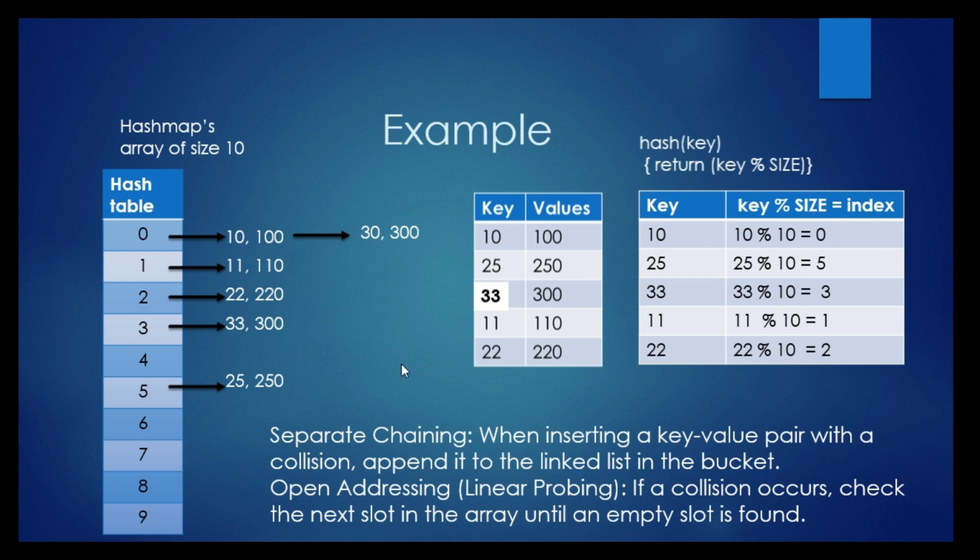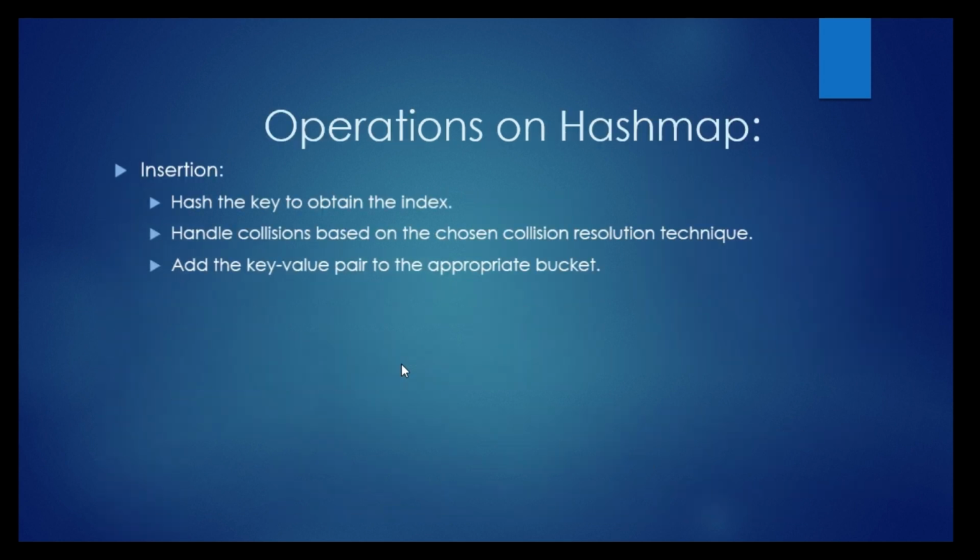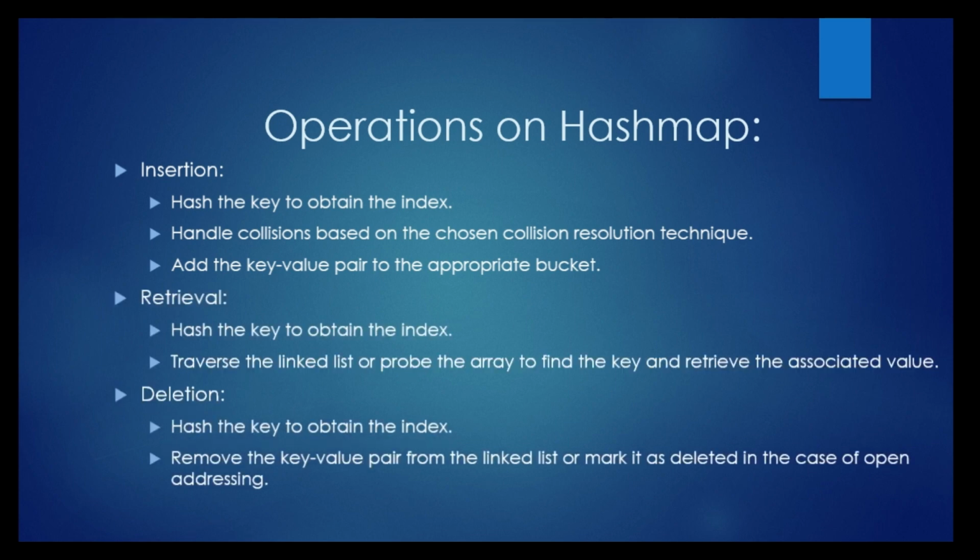So let us check some of the common operations that a hashmap does. The first operation is insertion. In the insertion, we hash the key to obtain the index. After we have obtained the index, we handle collision based on the collision resolution technique that we have chosen. After that, we add the key value pair to the appropriate bucket.